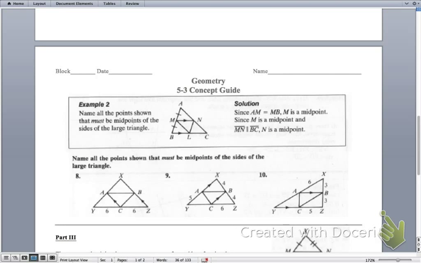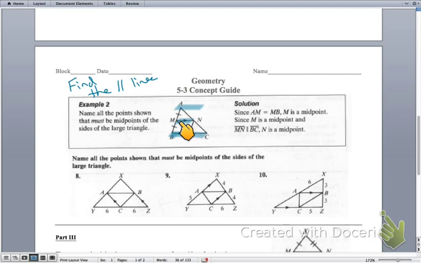All right, so for our example, this is a type of question you'll see out of this here. The things that you need to be looking for are midpoints and parallel lines. In this example, name all the points shown that must be midpoints of the sides of the large triangle. Based on what's given, since AM is congruent with MB, M has to be a midpoint. M is a midpoint.